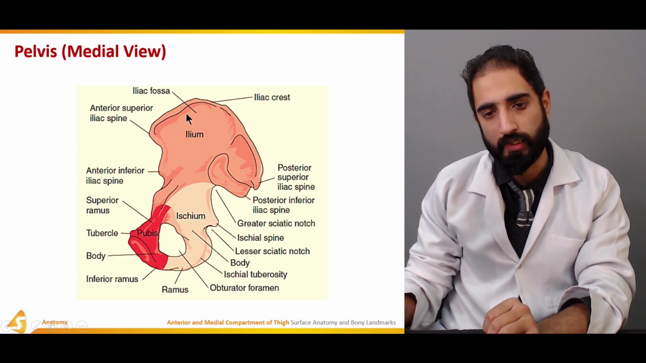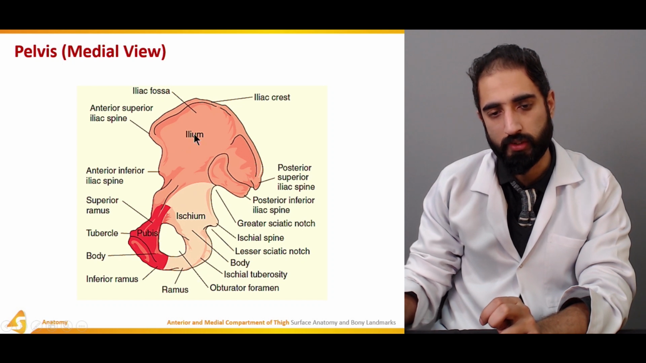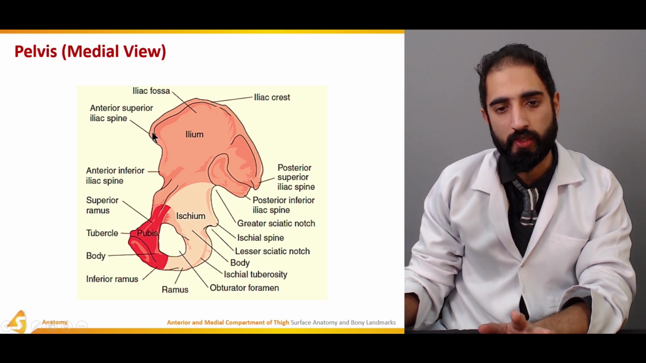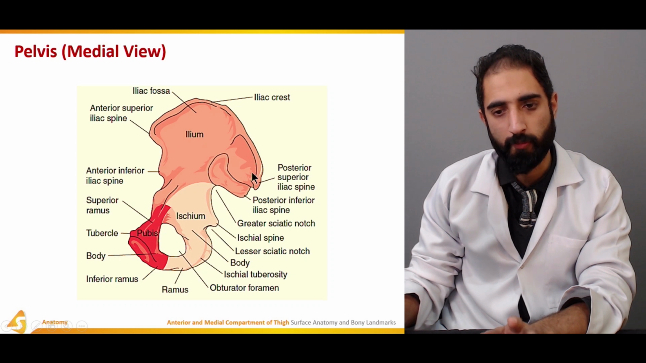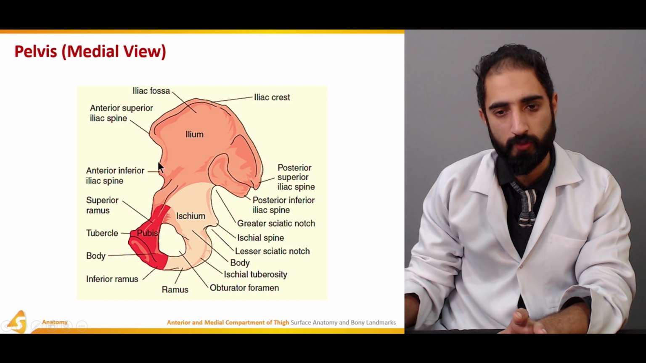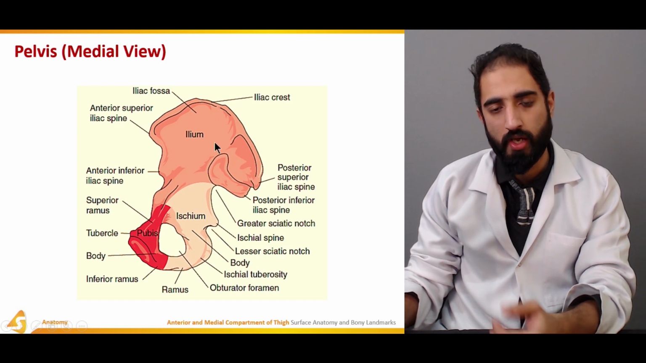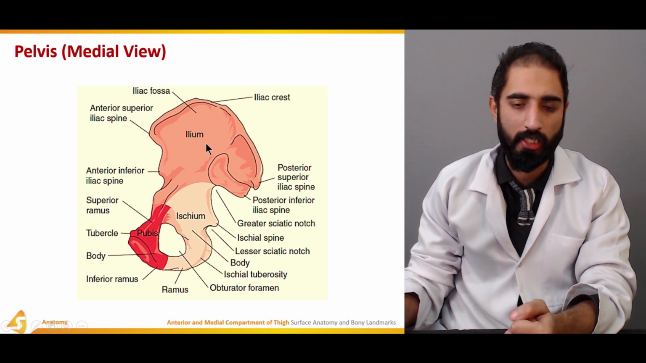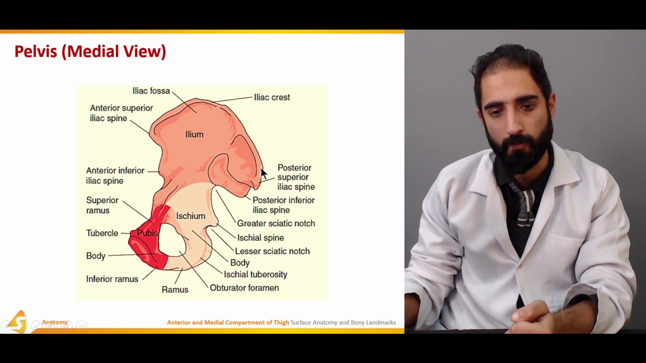And here we can see the ilium once again. And we have the same anterior superior iliac spine, the posterior superior iliac spine, the posterior inferior iliac spine, and the anterior inferior iliac spine. But here we have the iliac fossa. So the iliac fossa is on the medial aspect of the ilium. And once again, we have the iliac crest as well.